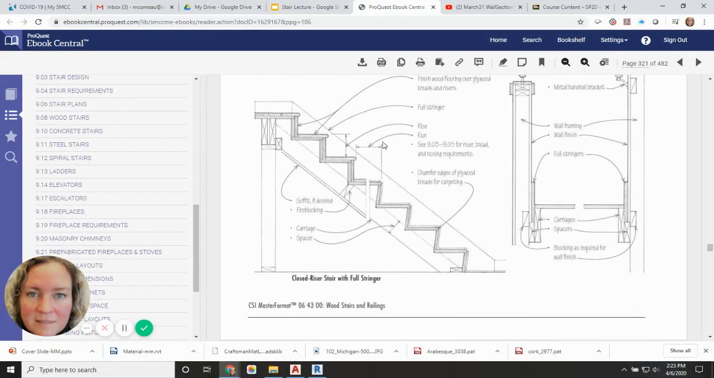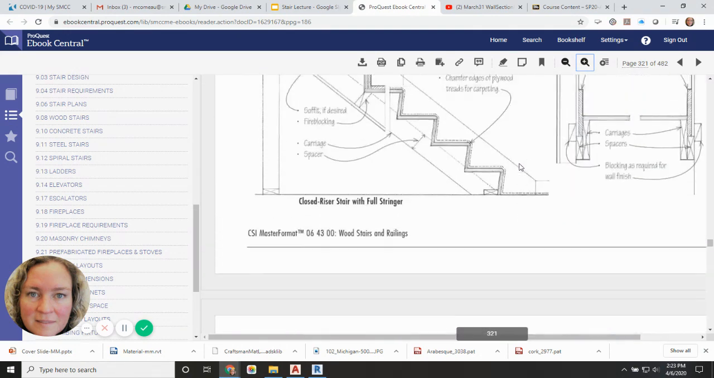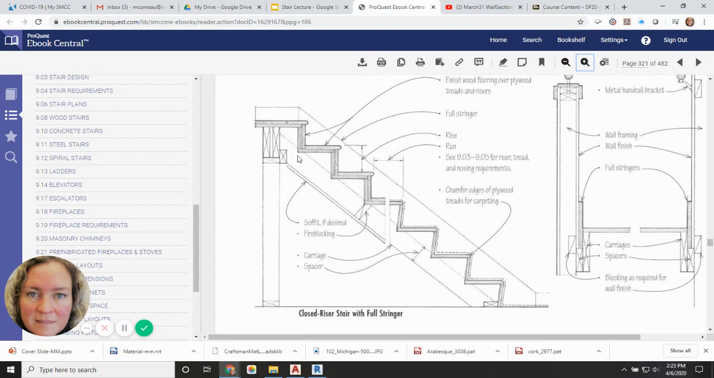And this is a better example of what we would see for commercial construction for nosing and tread. So you have your stringer itself right here. On top of that is the sub tread and riser that we're seeing. And then we have our finished floor on top of that, creating the whole stair system.